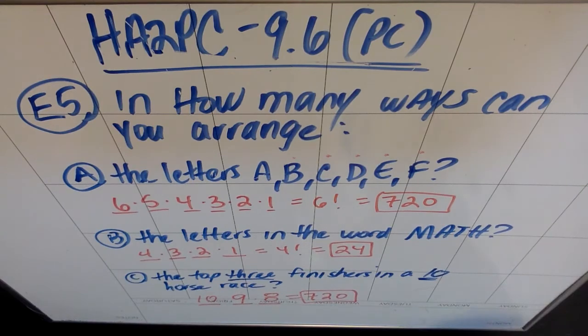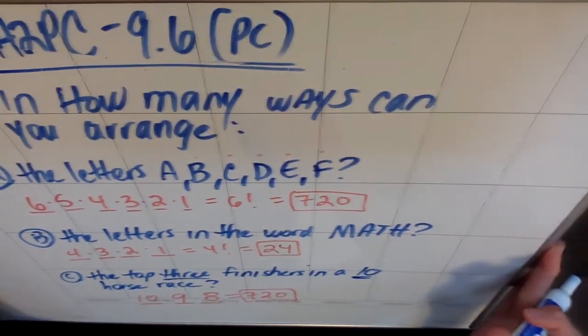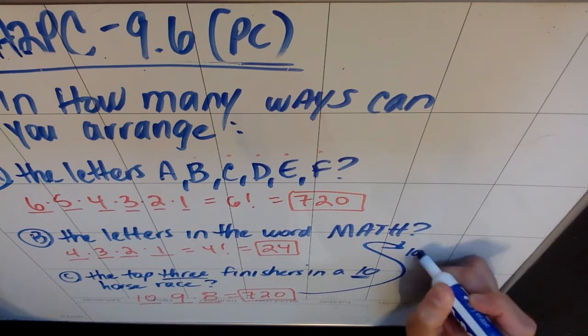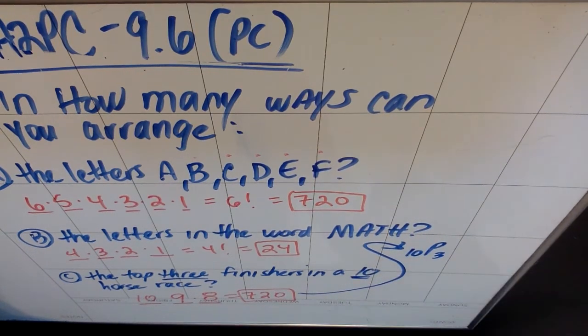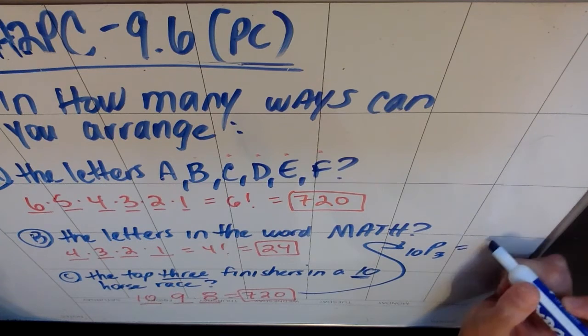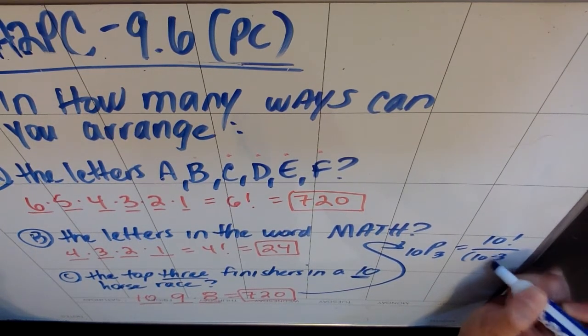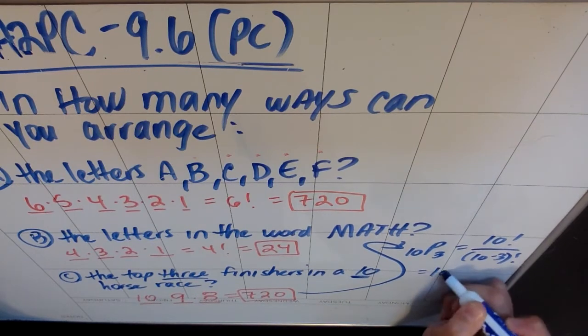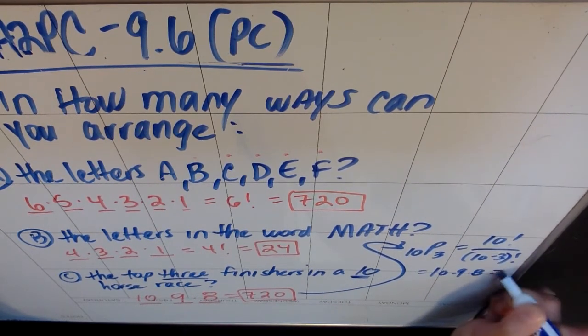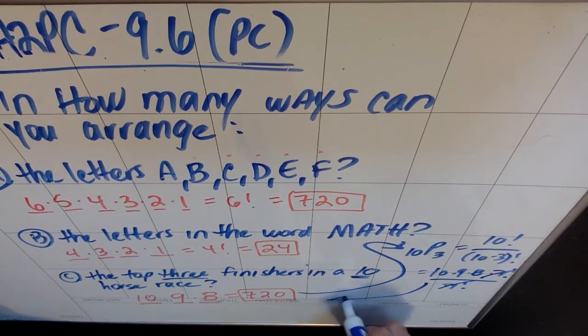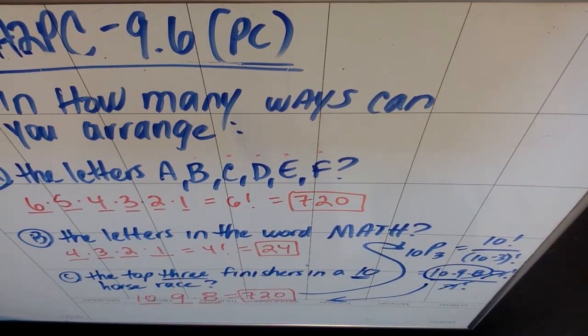But there's another way to think about that. The other way to think about it is using that nPr logic, as 10P3. And if you did that, the formula says that that's 10 factorial over (10 minus 3) factorial. Well, that would be 10 times 9 times 8 times 7 factorial all on top of 7 factorial, and you can see that I still get 10 times 9 times 8, which is the 720.